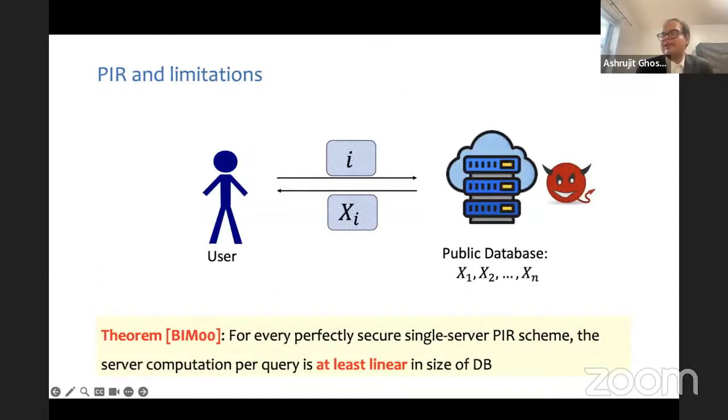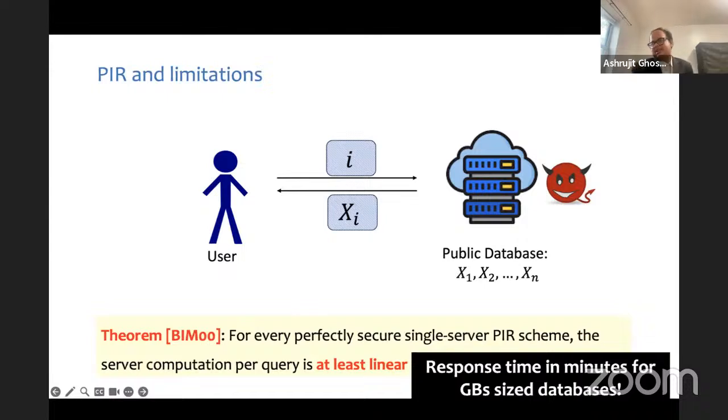However, as with all nice things in life, there's always a caveat. A result by Beimel, Ishai, and Malkin shows that in the classical single server PIR setting, for every query, the server needs to do computation that is at least linear in the size of the whole database. And this is not great because even for gigabyte-sized databases, this would make the time needed to respond to one query in the order of several minutes, which is not very practical for a retrieval problem.